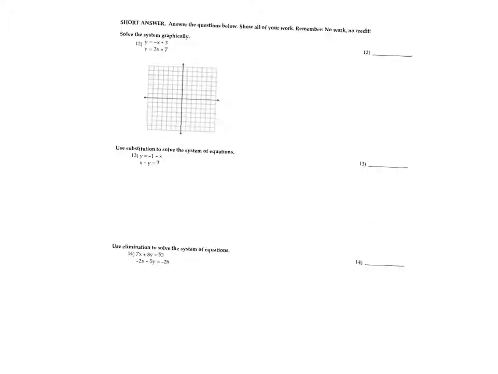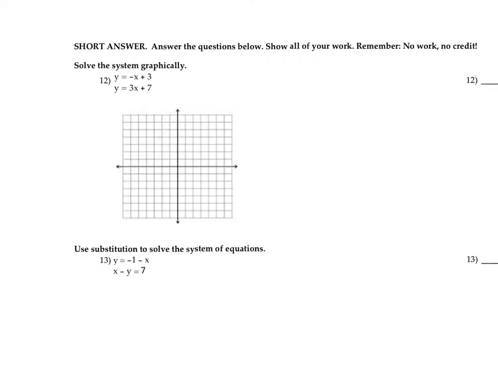Now on to the short answer questions. Page 5 has short answer questions that involve systems of equations. All systems of equations have to be solved the way that they're asked for and must be answered using a point. So let's start by graphing y equals negative x plus 3.